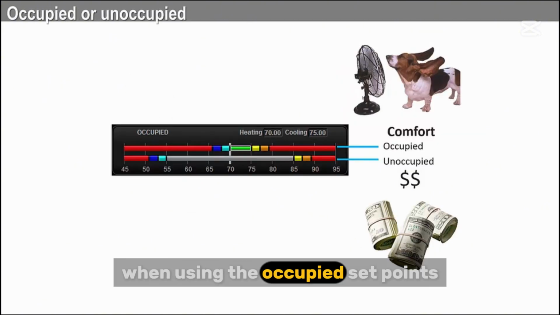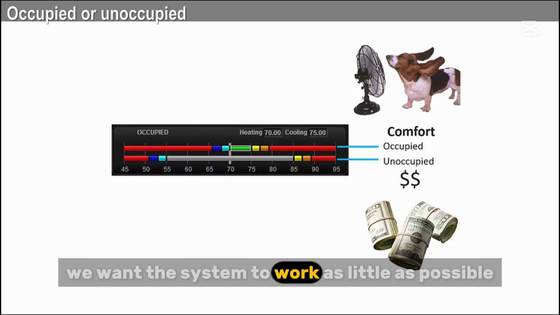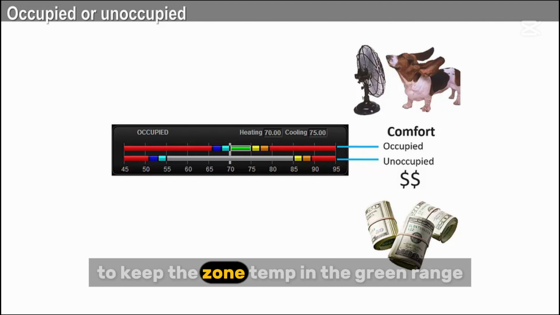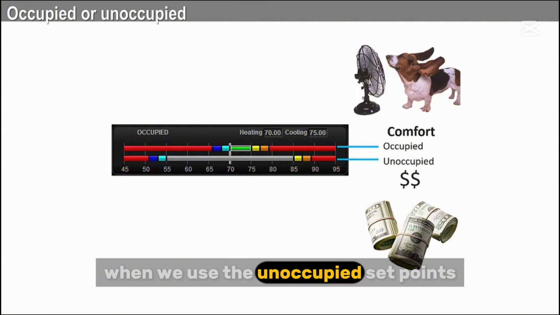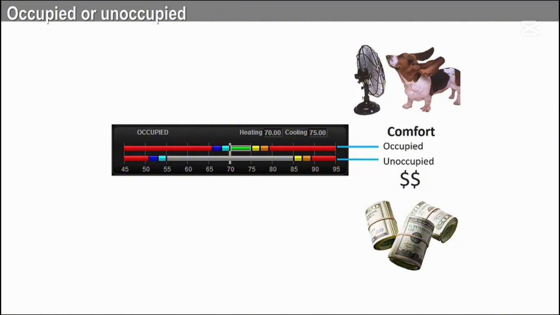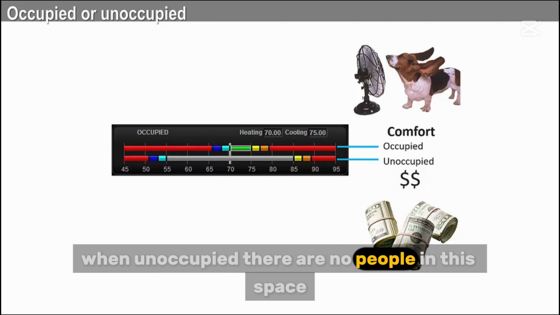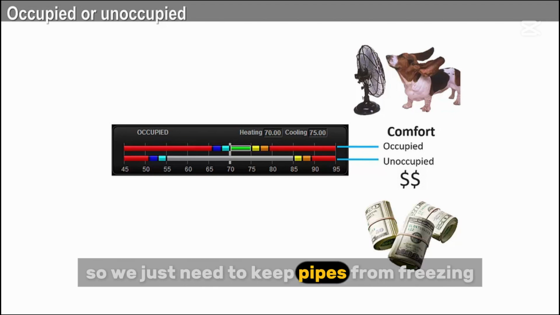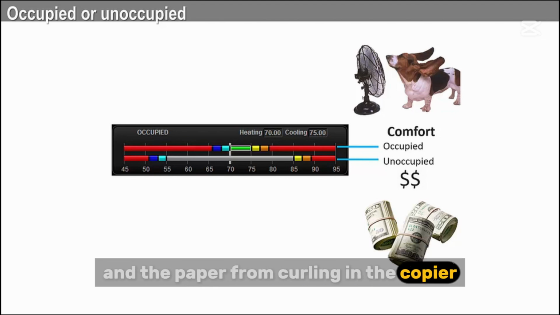When using the occupied setpoints, we want the system to work as little as possible to keep the zone temp in the green range. When we use the unoccupied setpoints, we relax the setpoints so we can save money. When unoccupied, there are no people in this space, so we just need to keep pipes from freezing and the paper from curling in the copier.